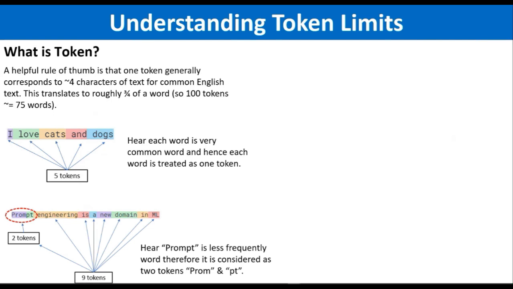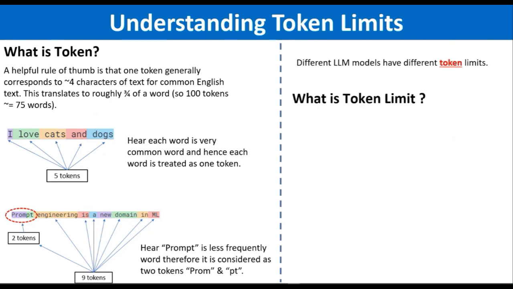However, less frequent or complex words might be split into multiple tokens. For example, here the sentence, prompt engineering is a new domain in ML. The word prompt is split into prom and pt. And therefore, the total number of tokens in the sentence is 9 tokens.